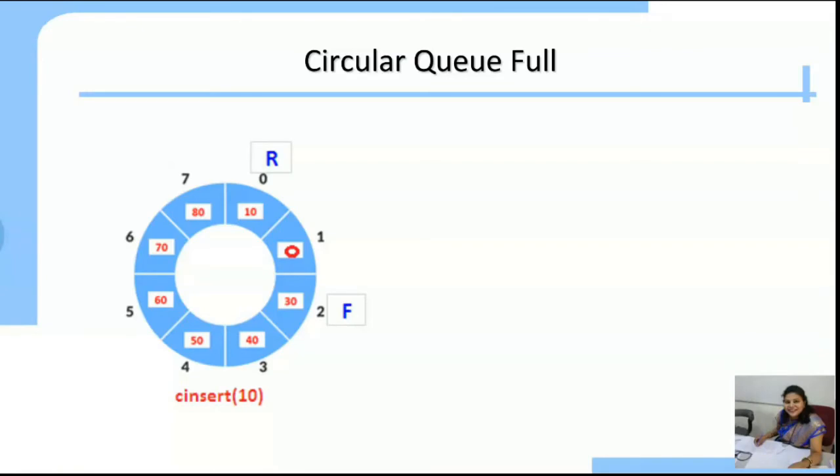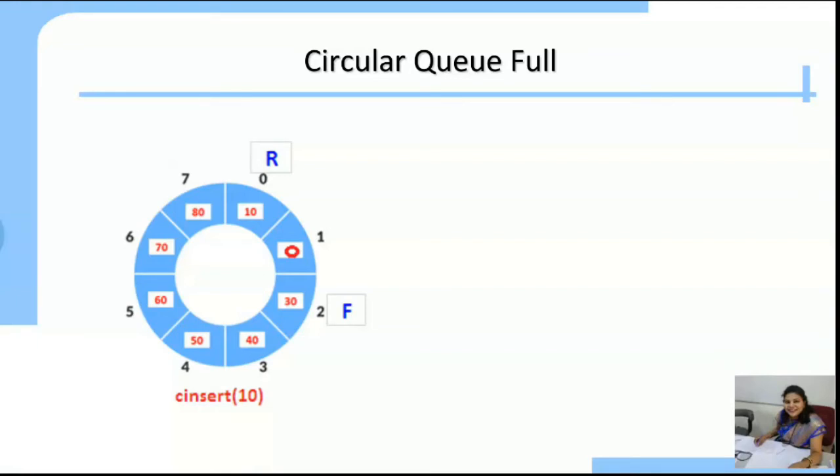See, insert 10. Insert 10 will insert the element at 10 and we shift the rear from 7 to 0. We are not performing the rear increment operation. We are moving the rear from max minus 1 to 0. Why are we moving that? Because there are empty places at the front side.